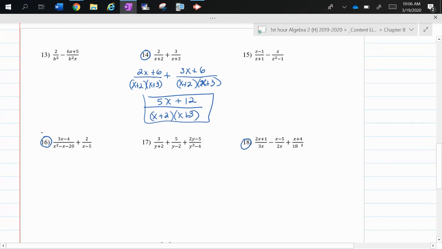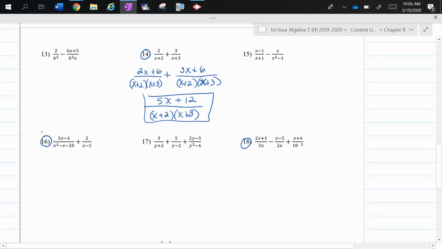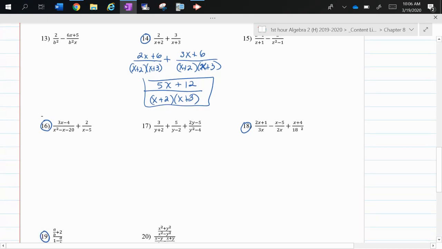All right, so we're going to head on down to number 16. And sometimes it helps us to get a common denominator when we factor our denominators. So once I factor this denominator, I see that there is a factor in common. It's x minus 5. So our least common denominator is going to be x minus 5 times x plus 4. Remember, the factor they have in common only once, and then times all the other stuff that they don't have in common. So now I'm ready to change my numerators.